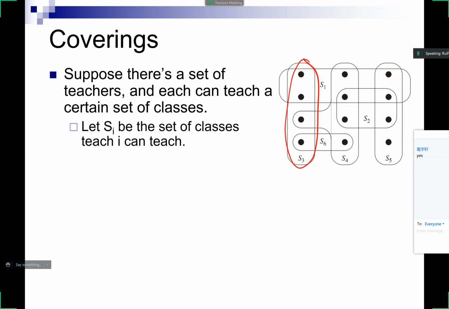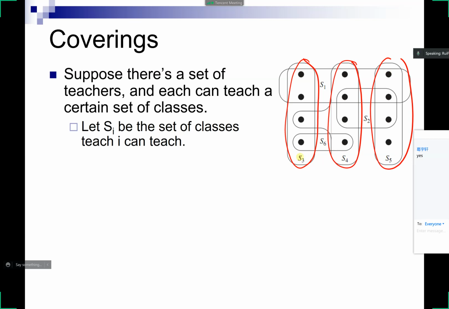And so what you're trying to do is make sure that you can teach all of your classes. Therefore, you want to pick some of these sets so that all of your classes get covered. Okay, so you're trying to cover all of your elements. However, you're trying to minimize the cost of these sets that you select.